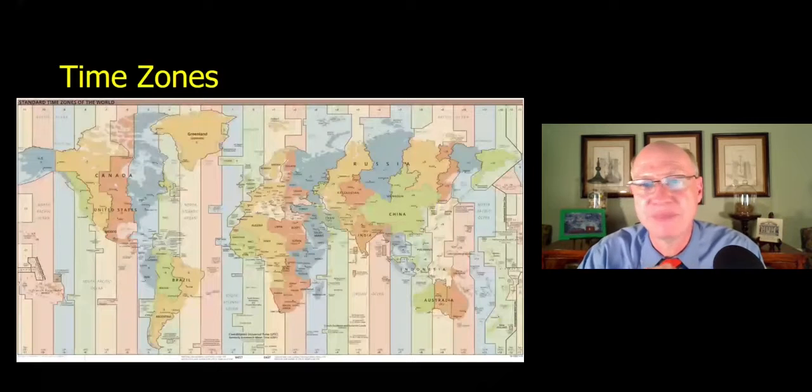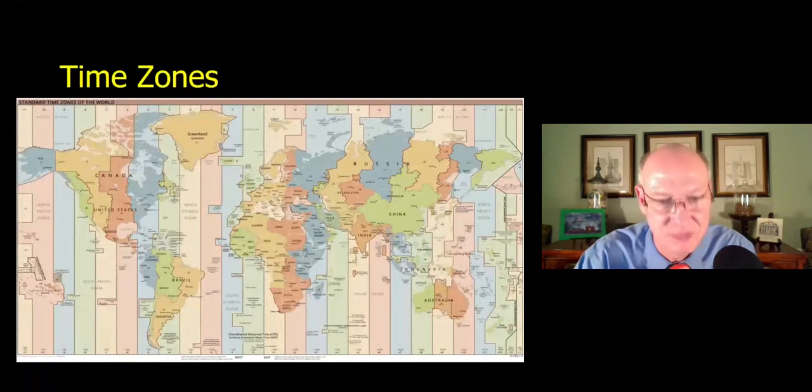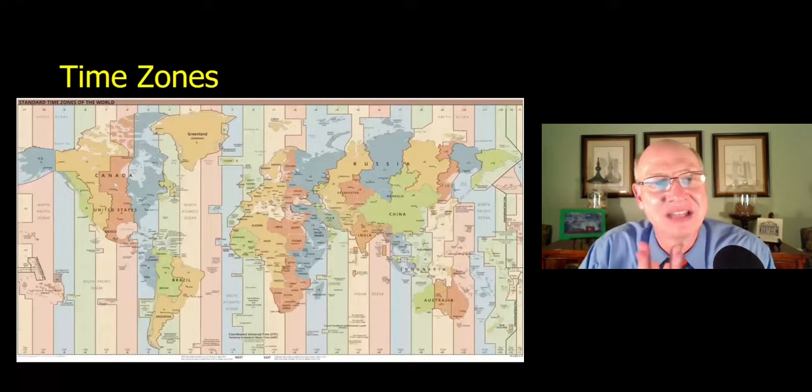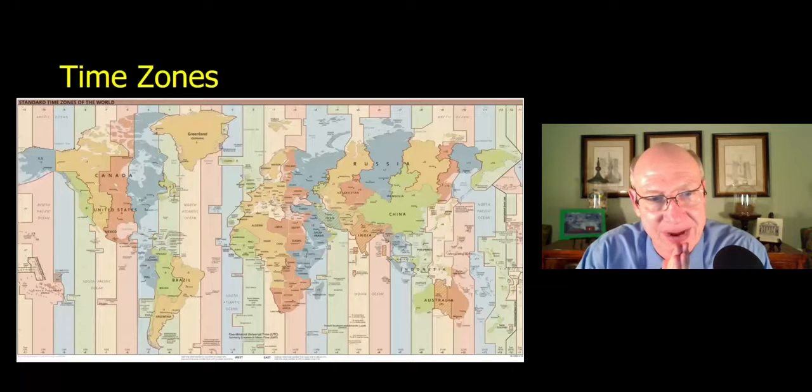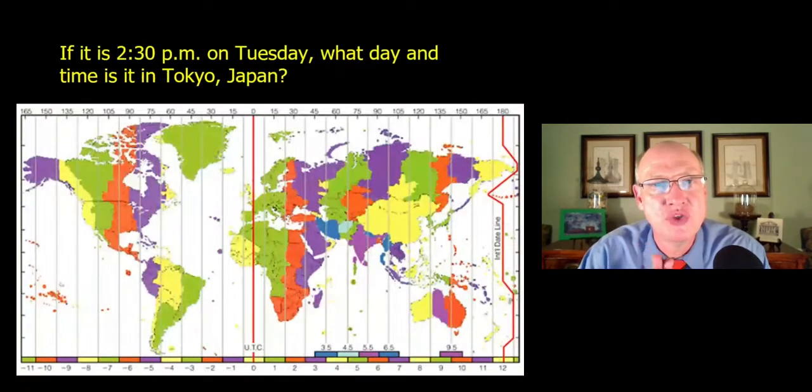So there's another map that shows the time zones right there. So now I want you to answer this question. I want you to get a little bit of practice using the time zone map. So it is 2:30 p.m. on Tuesday. What day and time is it in Tokyo, Japan? So 2:30 p.m. on Tuesday, what day and time is it in Tokyo, Japan?